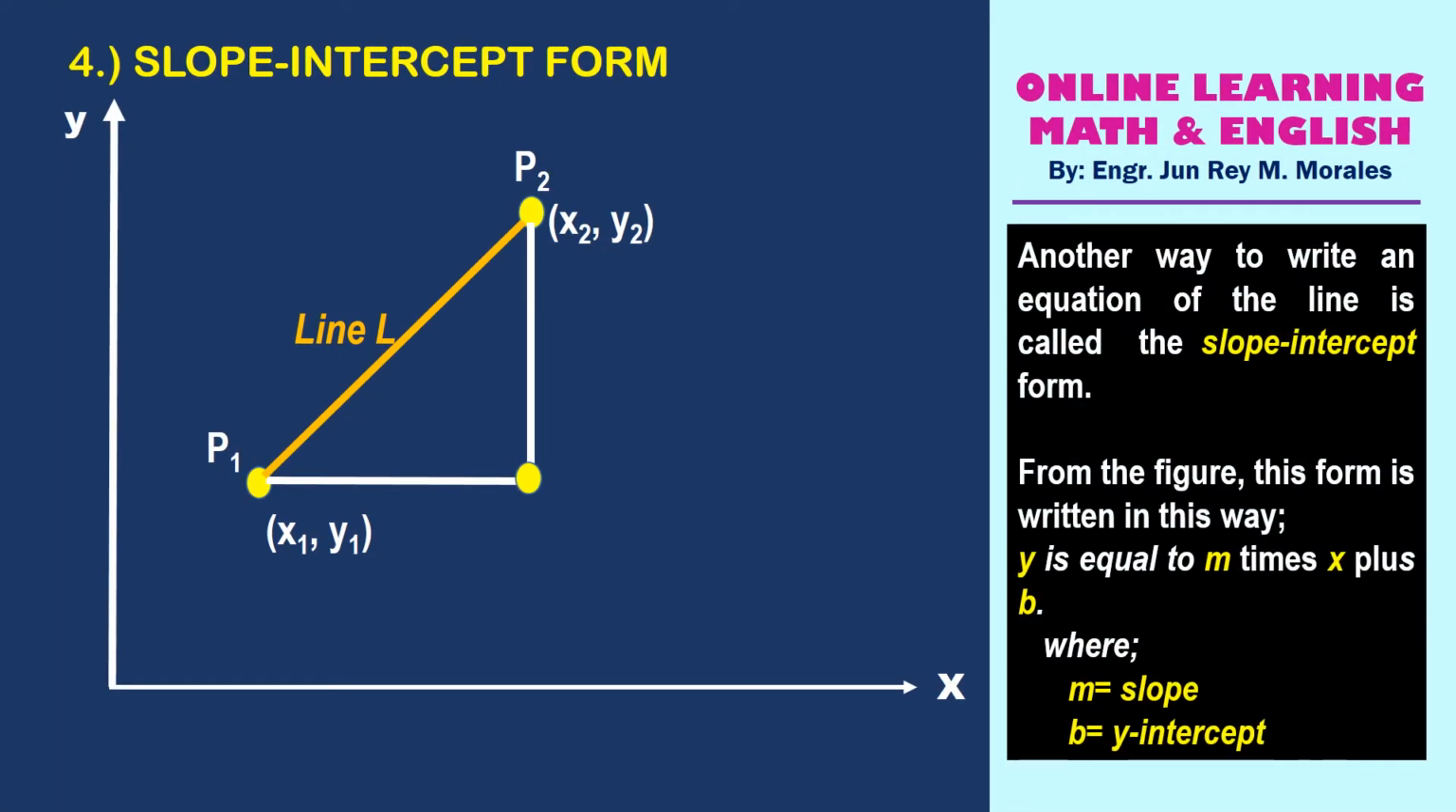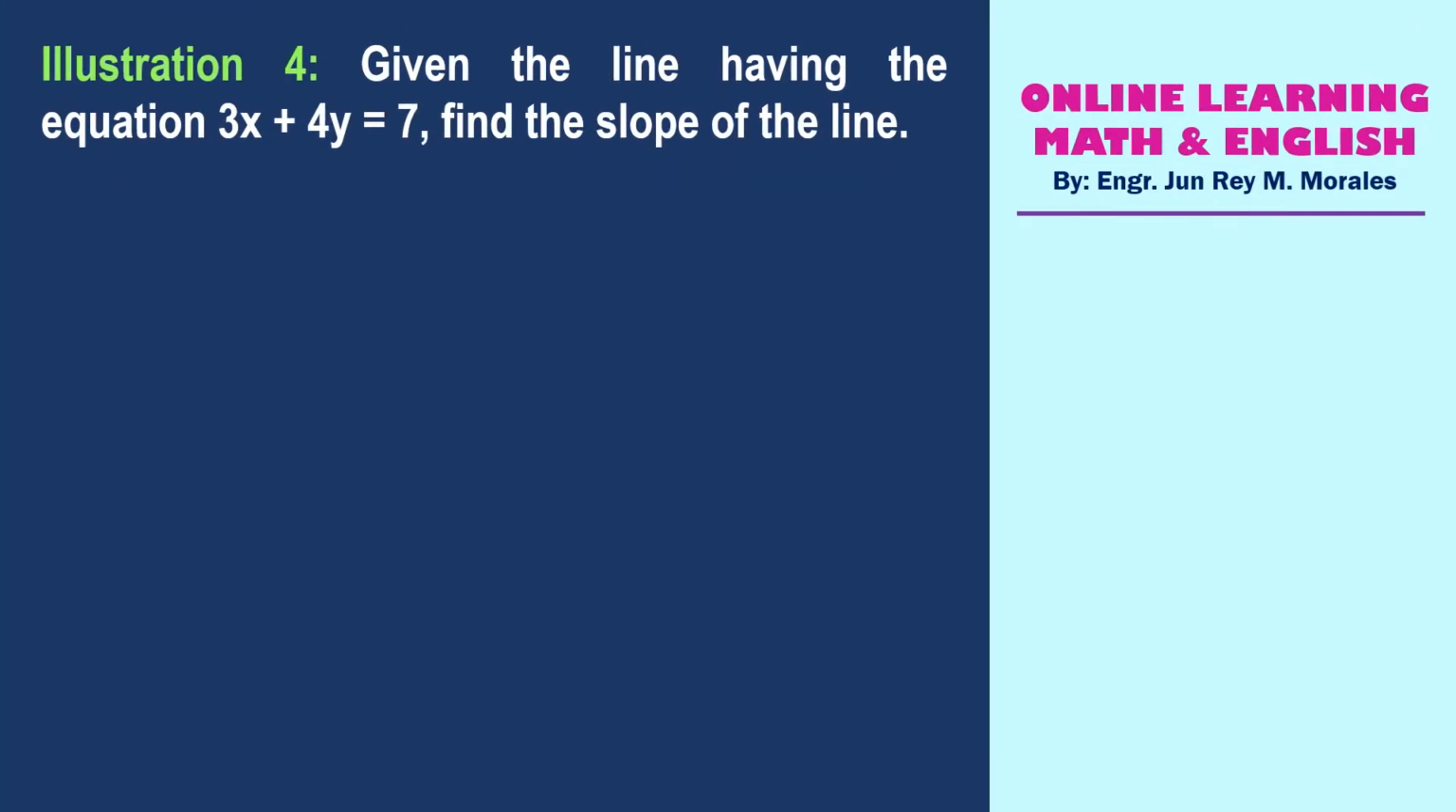Another way to write an equation of the line is called the slope-intercept form. From the figure, this form is written in this way. y is equal to m times x plus b, where m is equal to the slope and b is equal to the y-intercept. To understand this, let's have illustration 4.